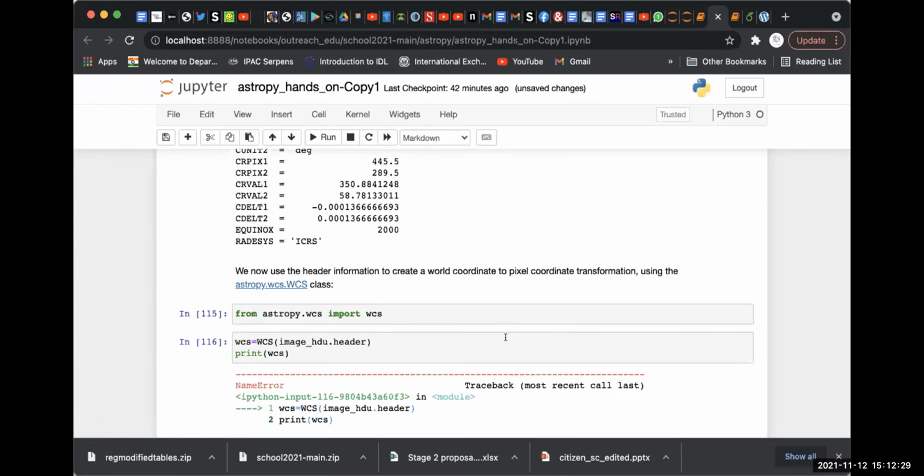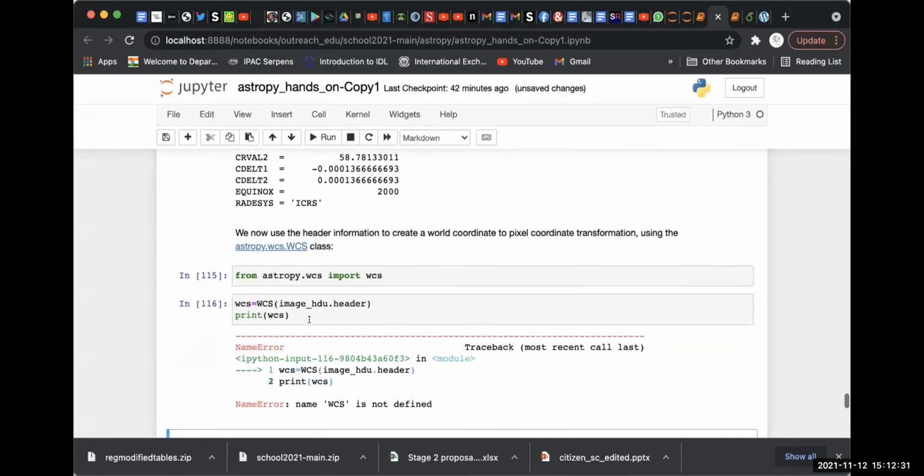Right, so there's a mistake over here. Where is the mistake? WCS is WCS of image_HDU.header. Oh, it says WCS is not defined. I imported this thing. Okay, sorry, I should have imported this in caps. So I'll re-import it in caps. Otherwise, it doesn't know. See, often the error message itself is telling you where your mistake lies. I put this in lowercase. That's why I didn't define it. And now it should work fine.